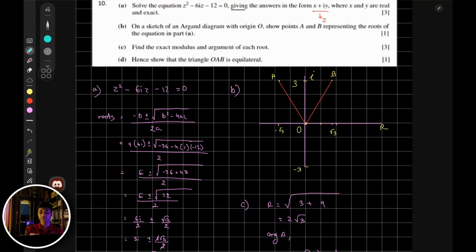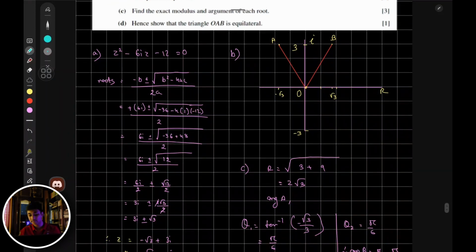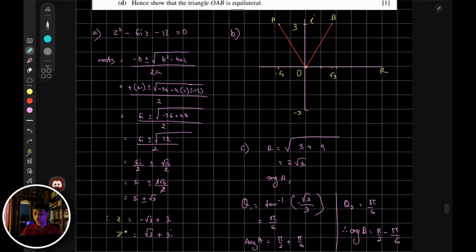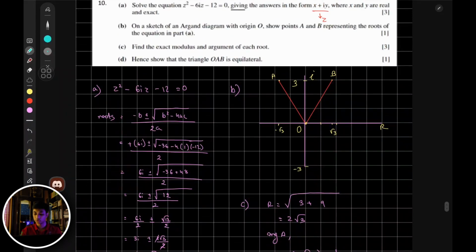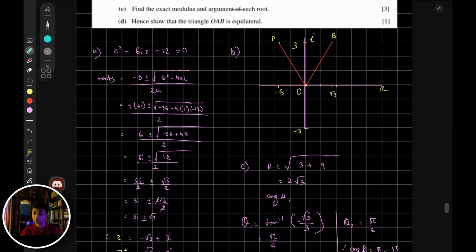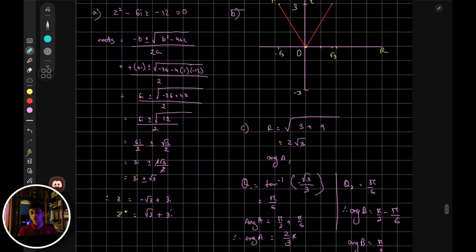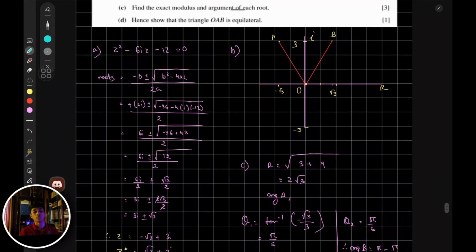Right. So if we start off with the modulus, we can say R is supposed to be root of root 3 squared, which is 3, plus 3 squared, which is 9, all under a root. Great. So you will get the distance to be 2 root 3. You're basically using Pythagoras theorem to find the distance OB, and the same will apply to A, since both of those have equal magnitude. Great. Or you can also separately find R for OA, as you wish.